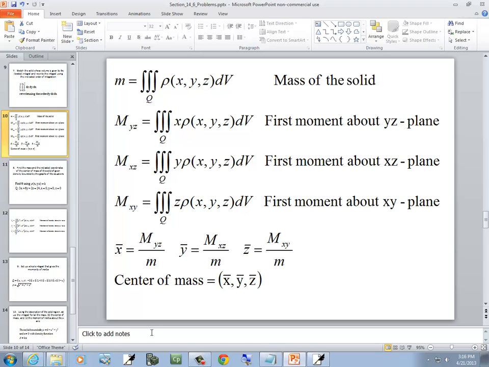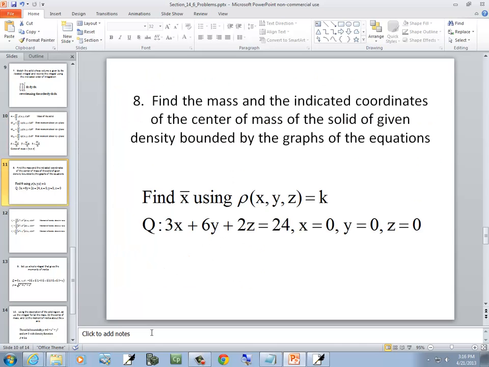X bar is equal to m sub yz over m, little m. And y bar is equal to m sub xz over little m. And z bar is equal to m sub xy over little m. Now your center of mass is given by the x bar, y bar, and z bar. So let's take a look at a problem dealing with this.